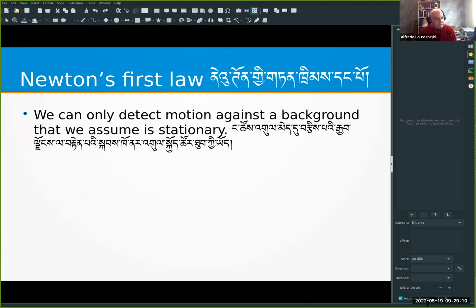It says that if you have an object on which you know there is no net force, then that object will, if it was stationary, if it was standing still, it will continue to stand still. And if it was moving in a certain direction with a certain speed, it will continue to move in that direction with the same speed. In other words, if there's an object that has no net force applied to it, its velocity remains the same. It has no acceleration. That's Newton's first law.